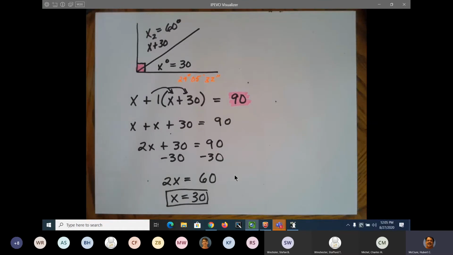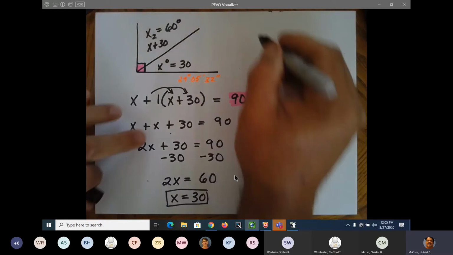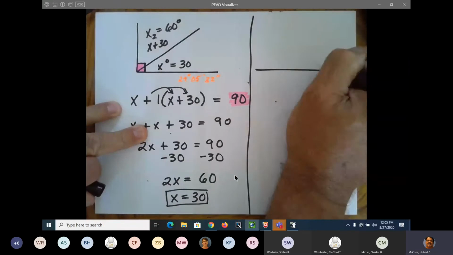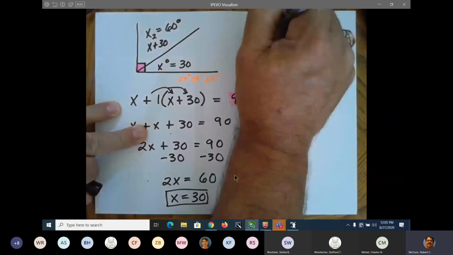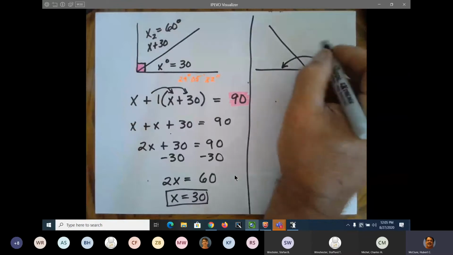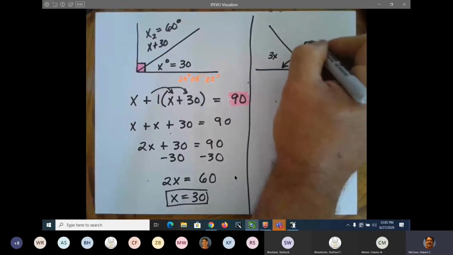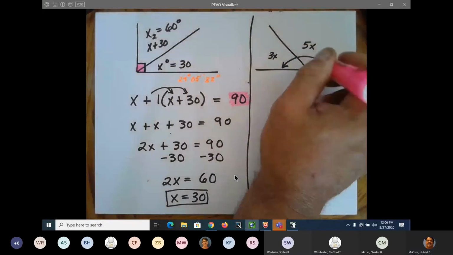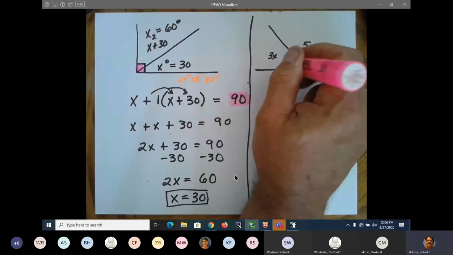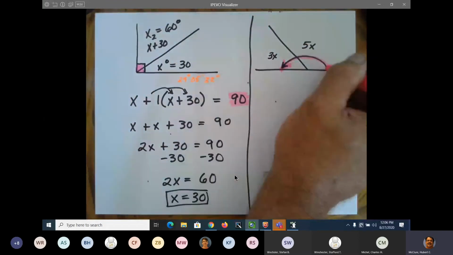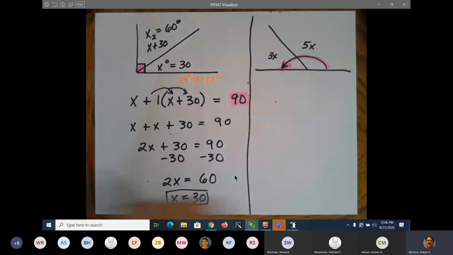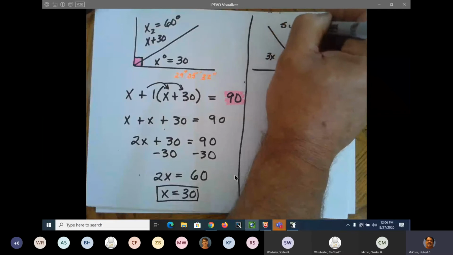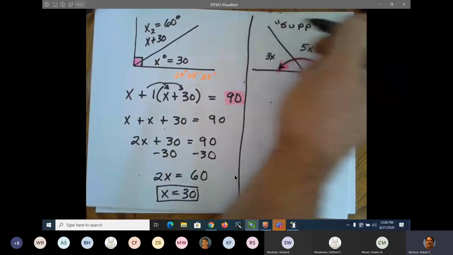Okay? So supplementary would be 180 degrees. And you've got an angle here that is 3x, and you've got an angle here that is 5x. Well, since you've got this arrow doing this, that's just like the box telling you 90. This arrow tells you equal to 180. Or the directions will say supplementary or complementary.